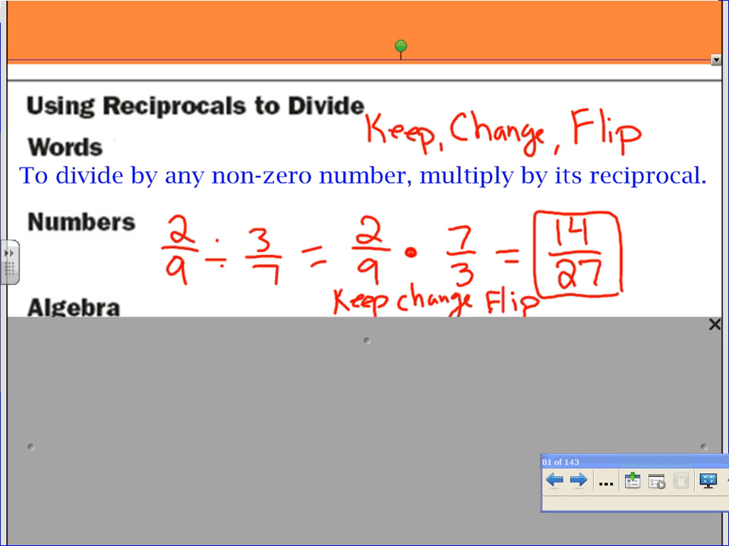Yes, I agree. This is as easy as multiplying. Keep, change, flip, if you want to think of it that way, sure. Oh, jeez. KFC. You guys are always thinking about food, right? All right. Questions on this?